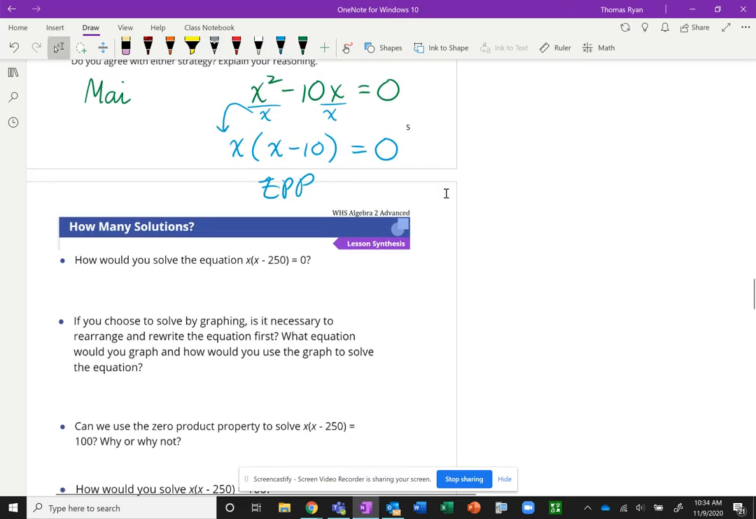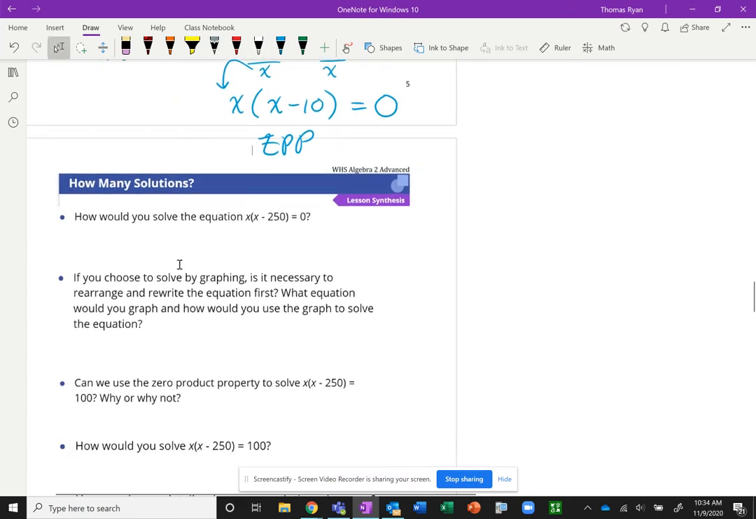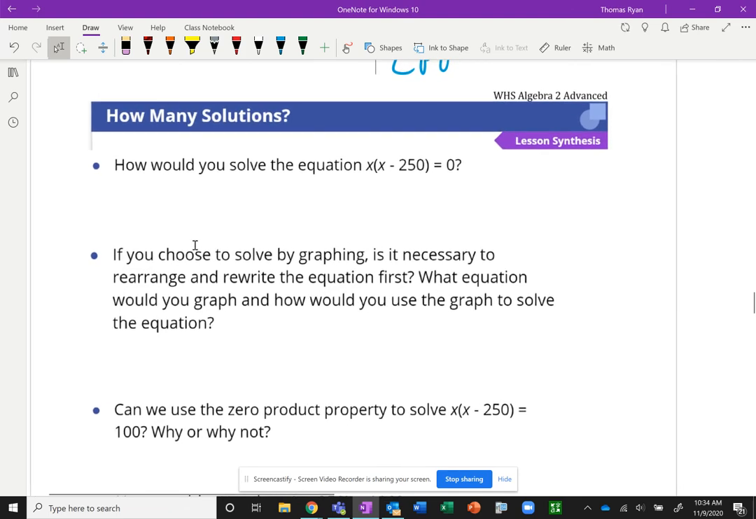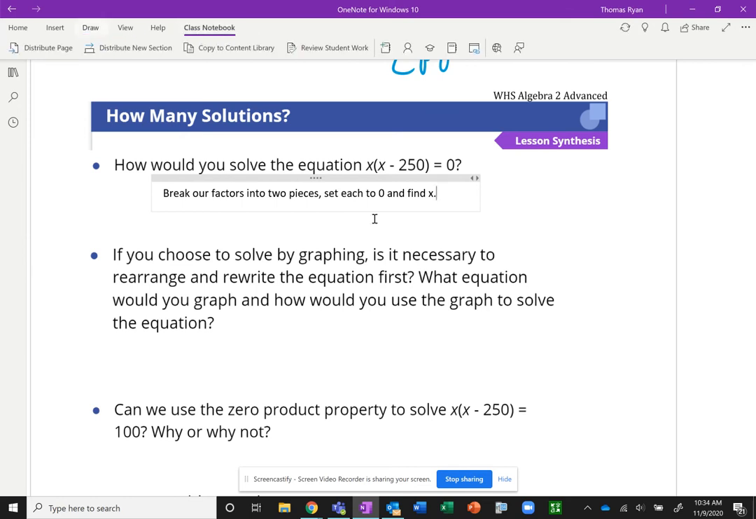Okay, so let's do a little synthesizing here. How would we solve this equation? We would break our factors into two pieces and set each to 0 and find x, right? So we break them where there is a break.